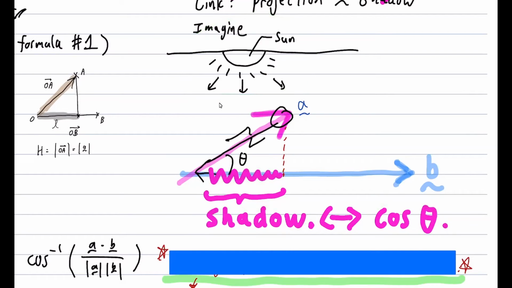Because you see, what is cosine? I hope you remember adjacent over hypotenuse. Adjacent is the shadow. It's related to the shadow. Not sine. Sine will be opposite over hypotenuse, right? So that will be related to perpendicular distance. So that's how you memorize it.